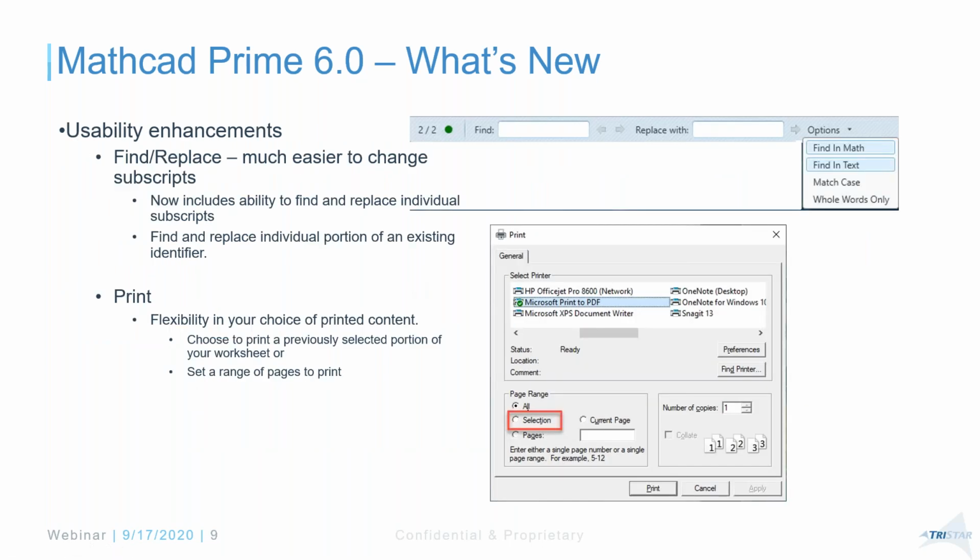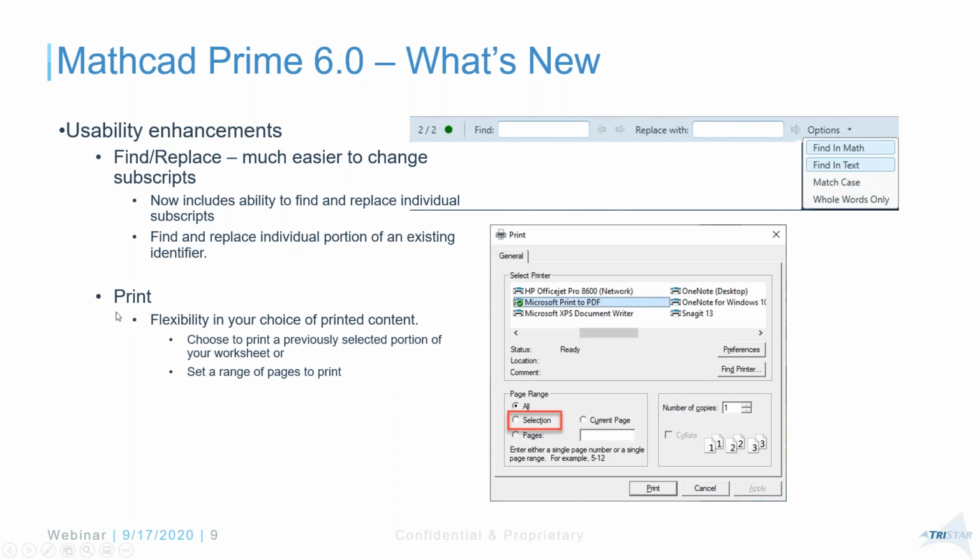There's some usability enhancements. We have the find and replace, which we've always had. With the last few versions, at least, we've had the find and replace. It's found on the lower bar of your Mathcad interface. But now with Mathcad Prime 6, we have the ability to find and replace individual subscripts. And we can find and replace individual portions of an existing identifier. Okay, so some of you guys might find that helpful.